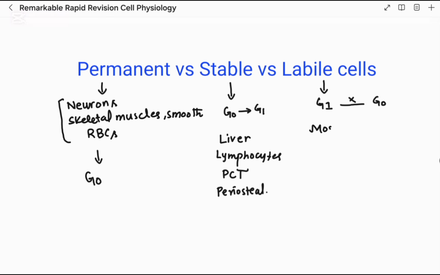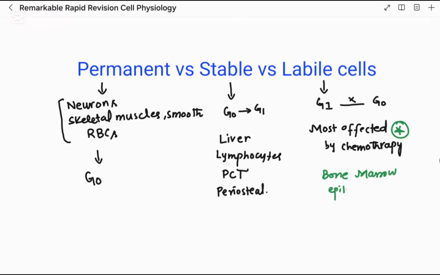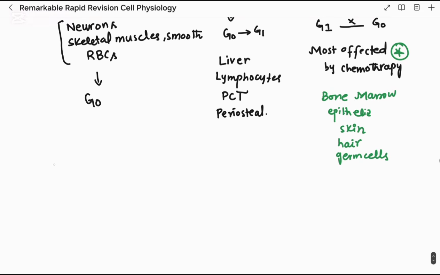These are the cells which are most affected by chemotherapy because they are highly rapidly dividing cells. And examples include bone marrow, all the epithelia, skin, hair, and germ cells. In the next lecture, we'll discuss all the important one-liners from the cell physiology.